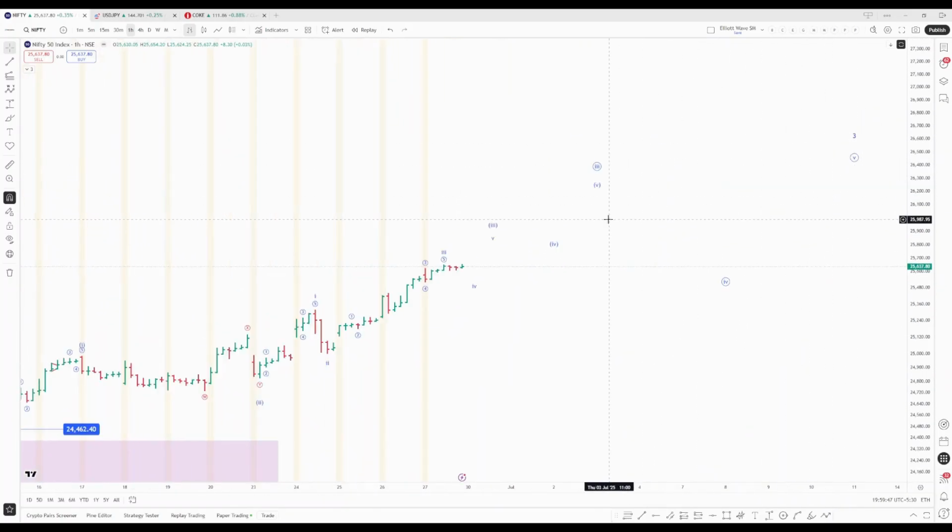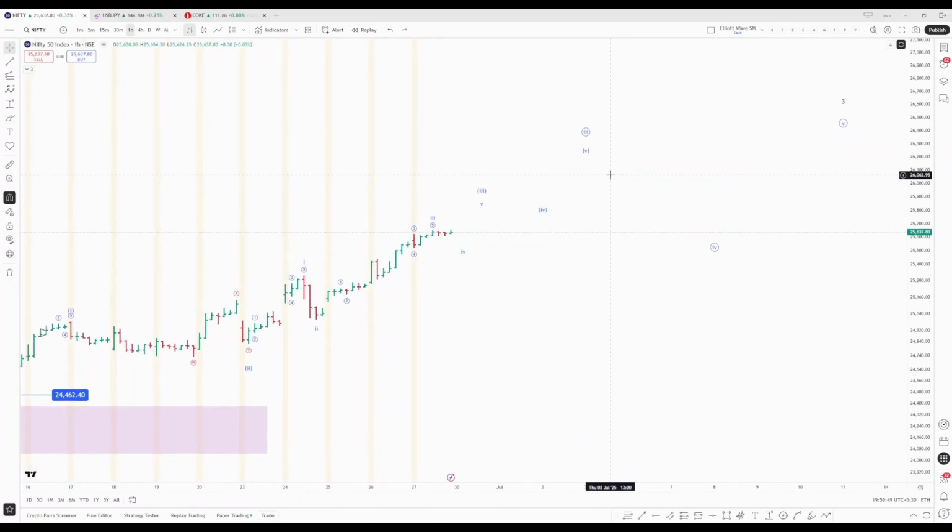So that's what I was saying, there are a lot of extensions happening which might be a bit confusing, but the bigger picture remains. We are moving in a clear uptrend right now.